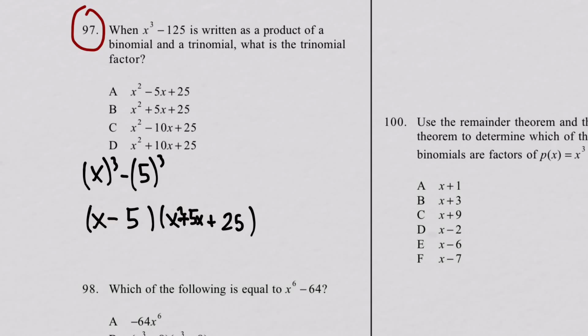So the question is, when you do this factorization, what is the trinomial factor? So not this one, but the trinomial, x squared plus 5x plus 25. B.